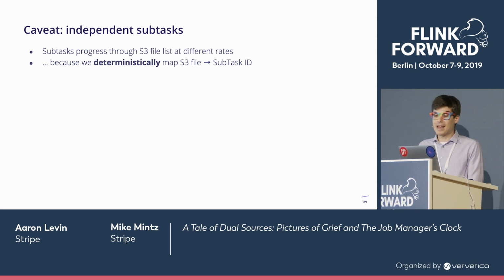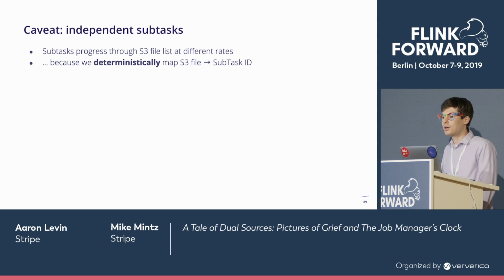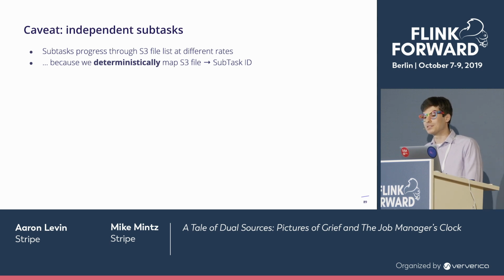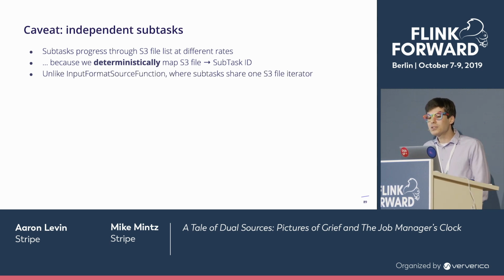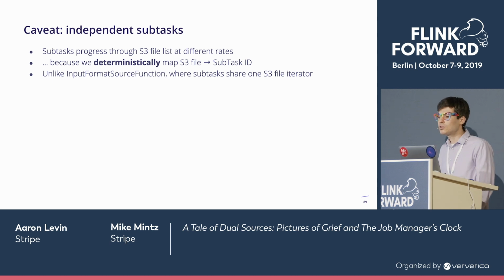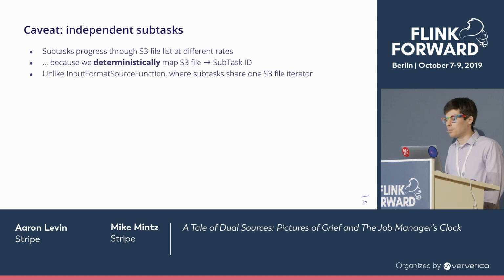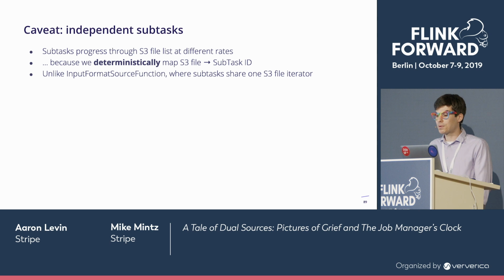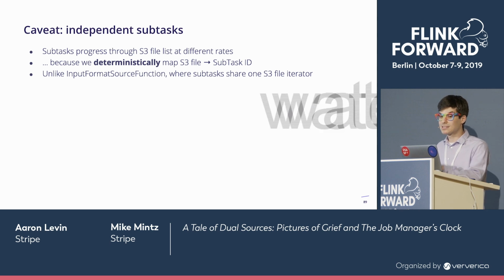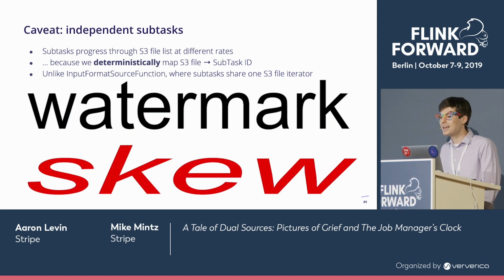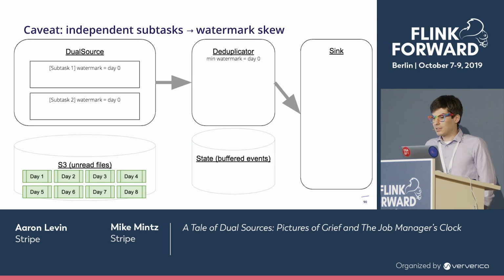This might seem perfectly natural, but this was actually a subtle departure from Flink's built-in input format source function, where there's a single iterator of S3 files, and all subtasks lazily pull from that same iterator. So that's all well and good, but why is this a problem? For simple jobs, this isn't much of a problem at all. But for use cases that require ordering, like our ledger deduplicator, independent subtasks lead to watermark skew, which can potentially fill up Flink's state. Let's see what this looks like.